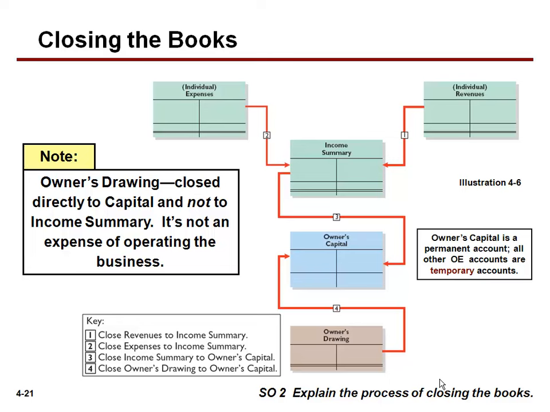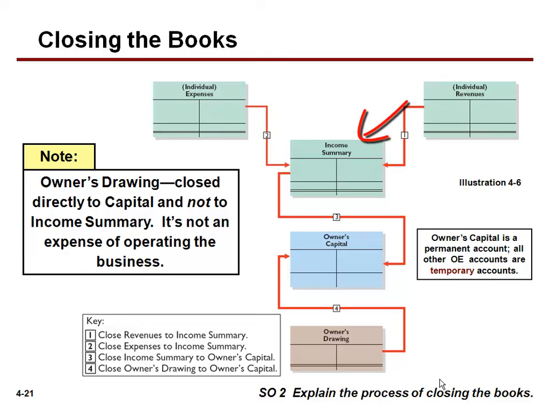Here's an overview of the closing process at year end. We have 4 closing entries to be performed. First, looking at all individual revenue accounts, and there may only be a couple of them, closing out any balances in those accounts into a new account called income summary.